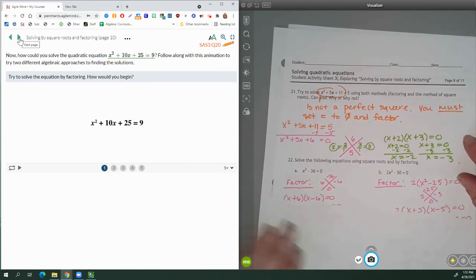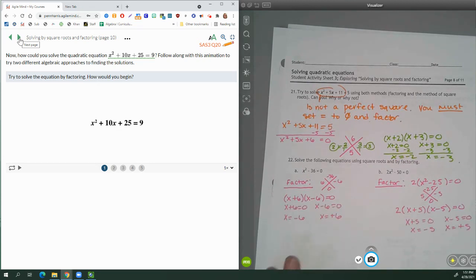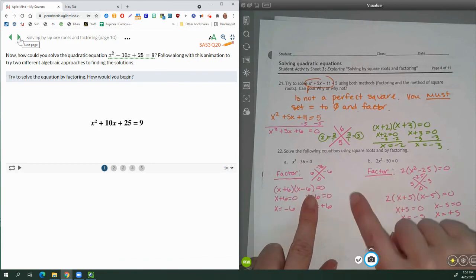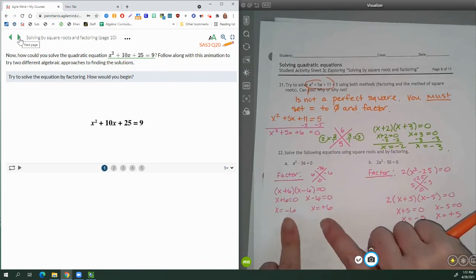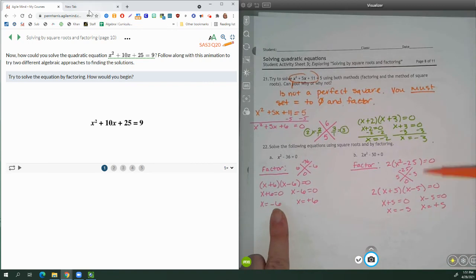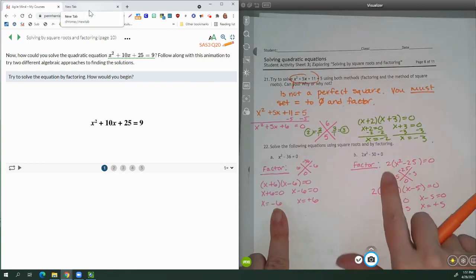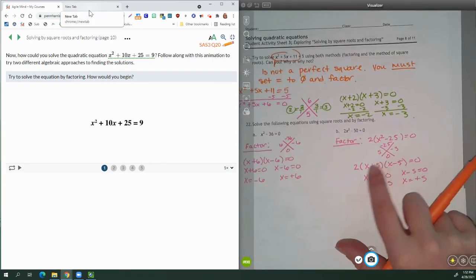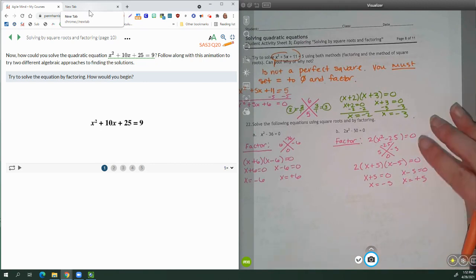Now these ones down here, let's solve them by both factoring and by square roots. Let's start by solving by factoring. Make sure they equal 0. I went through and factored both of them, and I got that x equals negative 6 and positive 6. Over here, I factor it, and if I pull that common factor out, it leaves me with x squared minus 25. I can go through and again factor it, and I get my two answers.